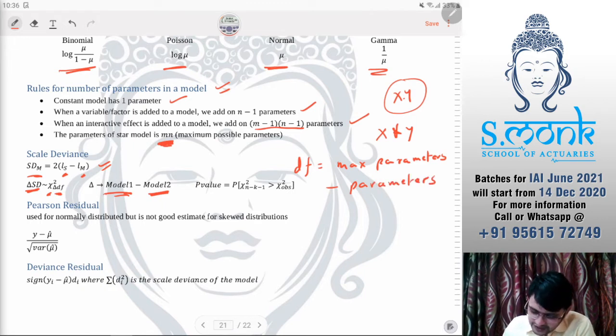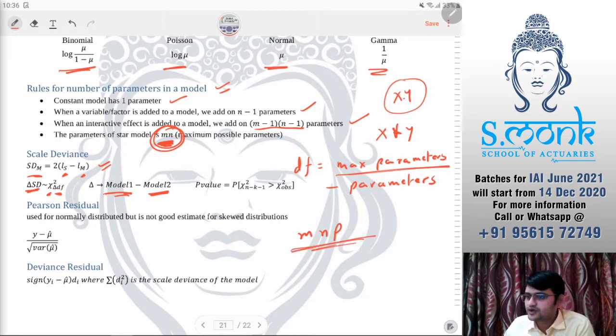How do we get maximum parameters? We always get the maximum parameters from the star model. So if we have three variables, my maximum number of parameters will be m into n into p, the number of parameters of each one of them. So if all three were factors, in which one had 3 parameters, the next had 4 parameters, and the next had 5 parameters, the star model will consist of 60 parameters, 3 into 4 into 5.